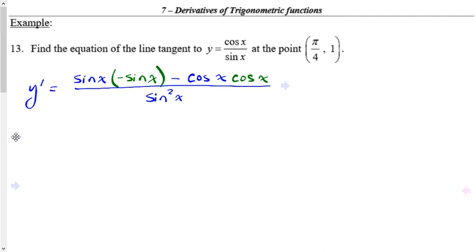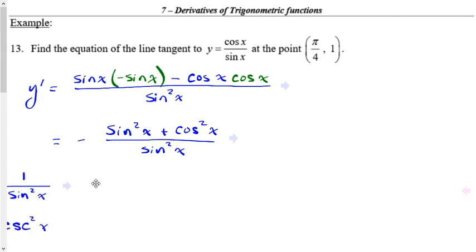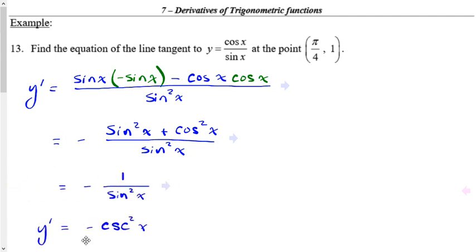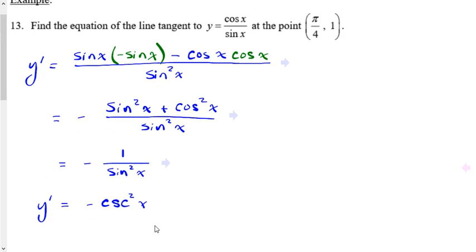Well, we have a negative sine times sine, and negative cos times cos. Factor the negative out in front, and have a sine squared x minus cos squared x all over sine squared x. So the derivative of cotangent x is negative cosecant squared x. We'll look at that more in the next lesson. Well, now that we have a derivative, we can figure out a slope when x is pi by 4. So we're going to plug that into this function. So here's what we get.